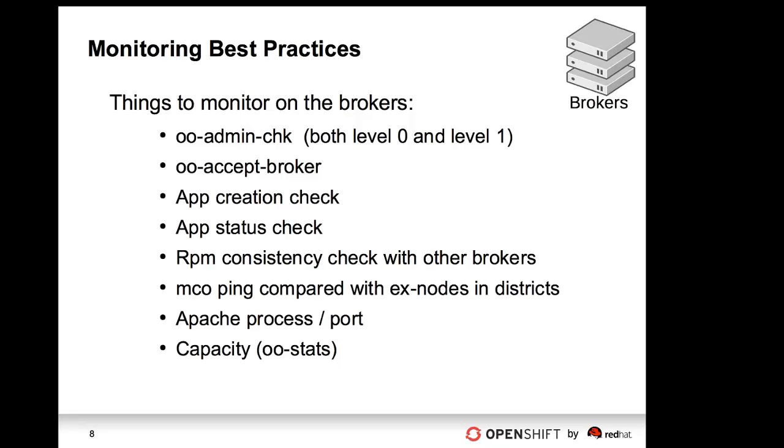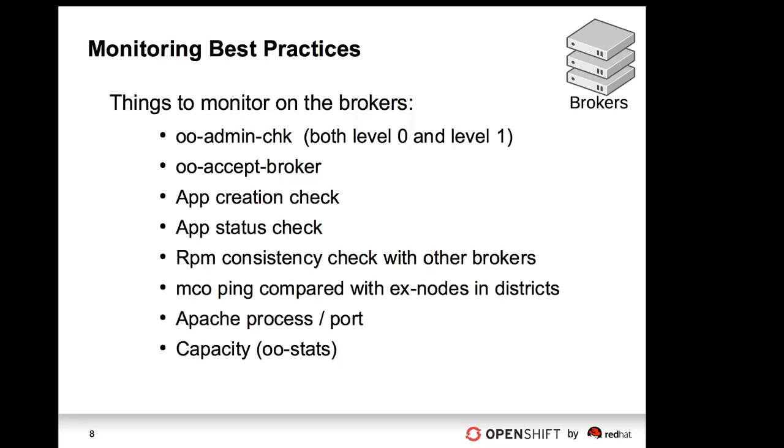And finally, we monitor capacity. What we do for this is we actually call into OOStats. OOStats has a nice feature where it'll give you back YAML output, and so we call into OOStats, get back the YAML output, and then report to our monitoring how many available gears are there in each of our node types. So we have small, medium, and large, and so it'll tell us exactly how many gears are available in each of those. And then we have set levels in our monitoring to say, alert us when that threshold is below a certain number. Okay, so that's what we do for the brokers.